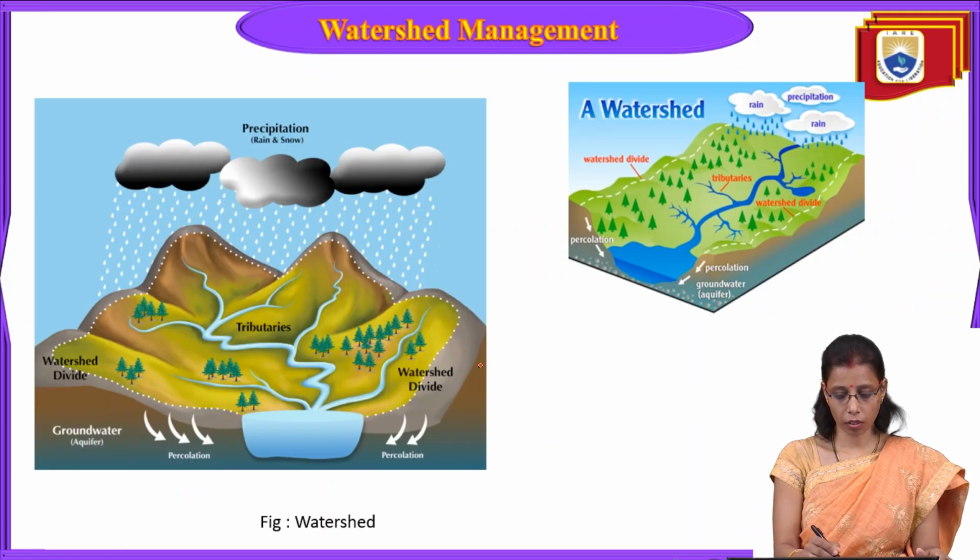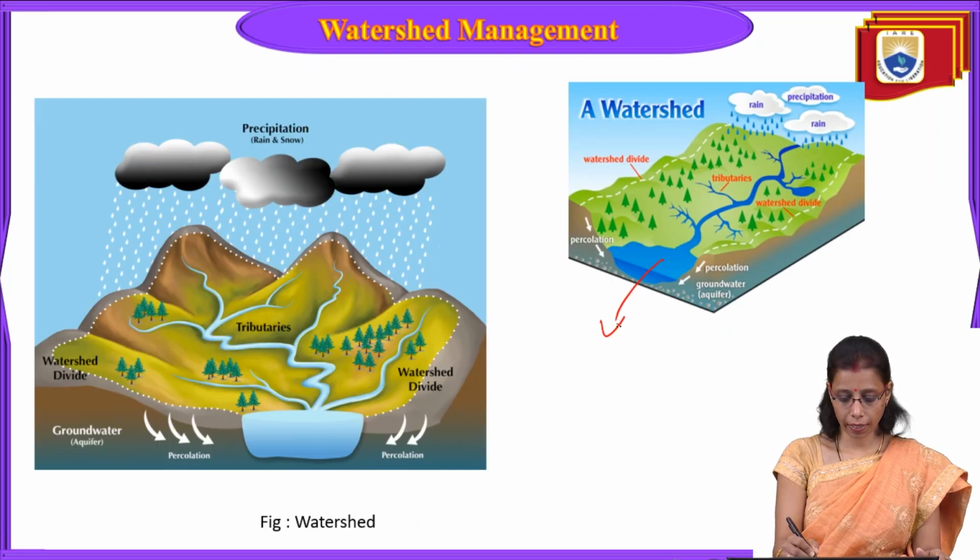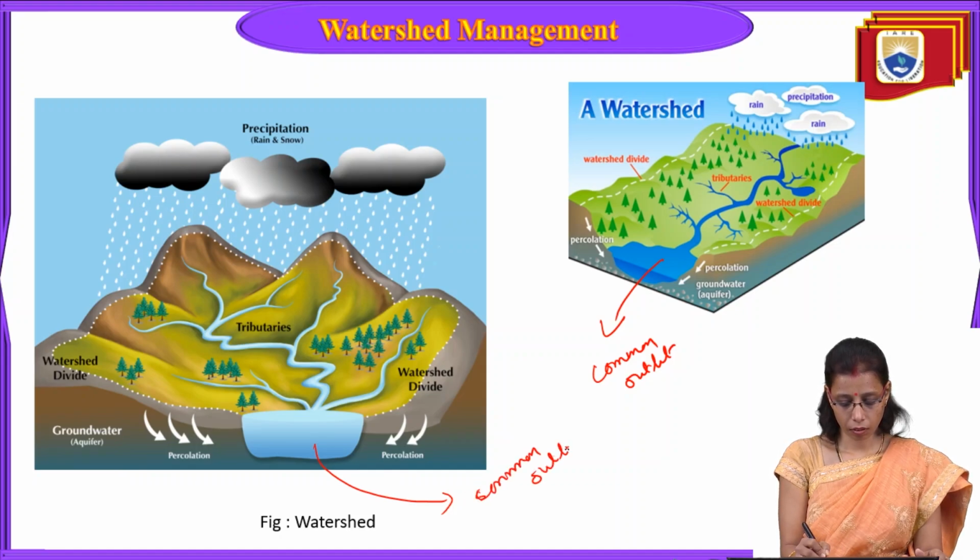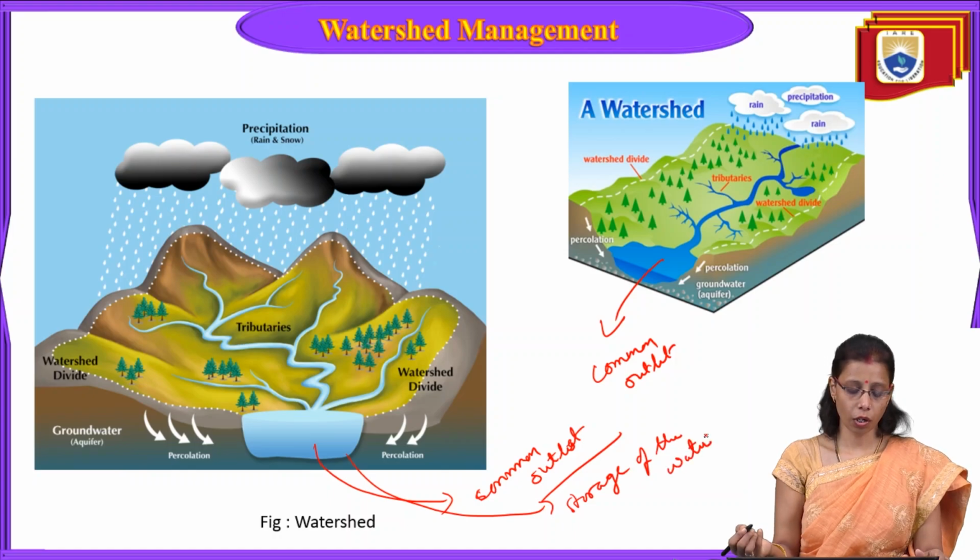Now this is what a watershed looks like. Here this is the common outlet, or you can say this is the storage of the water. The water is stored here. So how is the water stored?